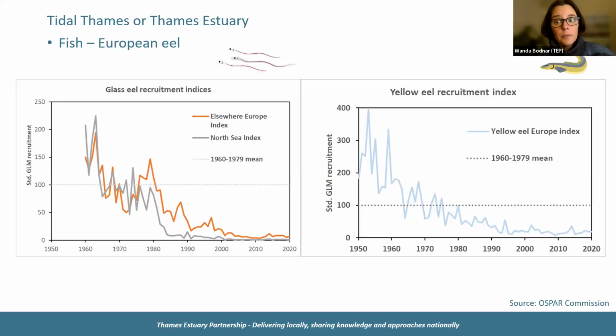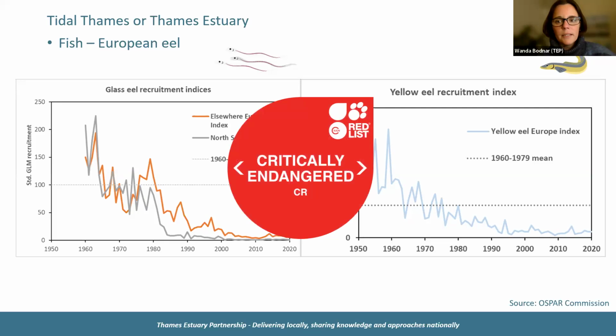Historically, eel numbers used to be much higher, as I highlighted earlier with the eel ends. But in the last couple of decades, we are seeing a significant decline in their numbers due to factors like physical barriers to fish migration, pollution, illegal fishing, and climate change. This is why the European eel now is a critically endangered species.